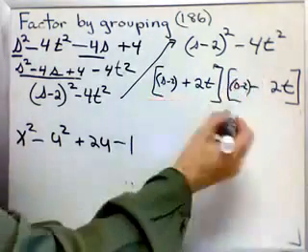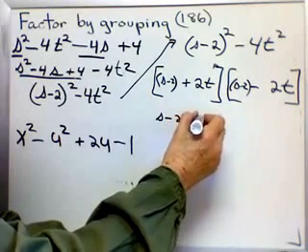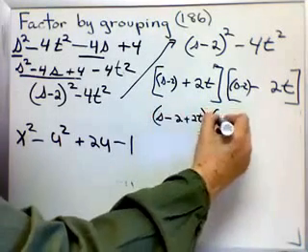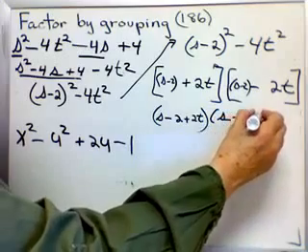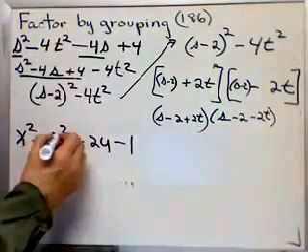Then what I do is I rewrite this. S minus 2 plus 2t and s minus 2 minus 2t. And there you go with your final answer. All right, here's another one.